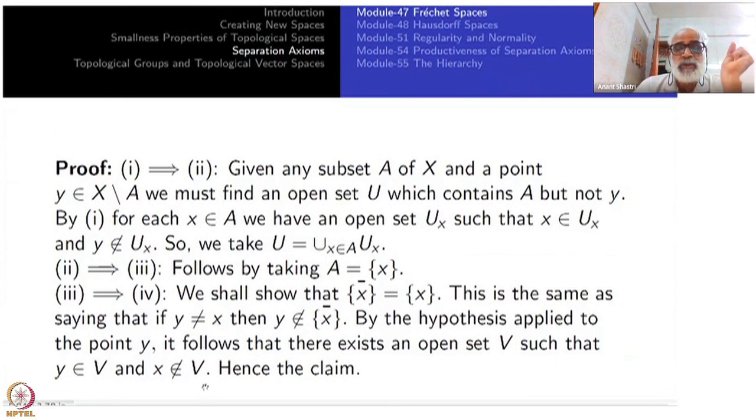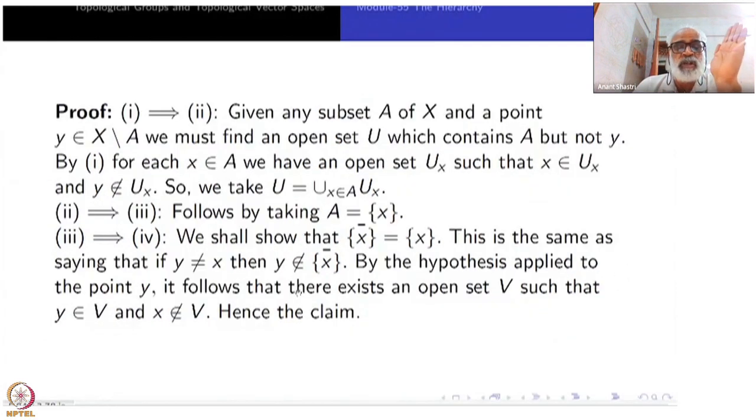So I am not using number 1 here, I am using number 3 to conclude this. If this open set does not intersect the singleton X, then Y cannot be in the closure. That's all. This is the definition of the closure. So 3 implies 4 is over: all the singletons are closed.